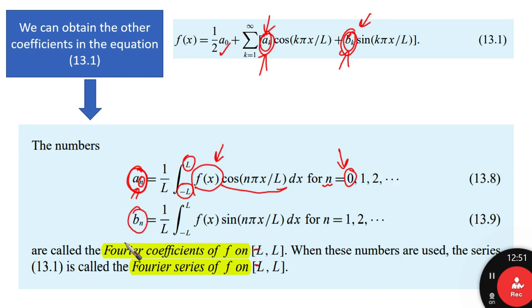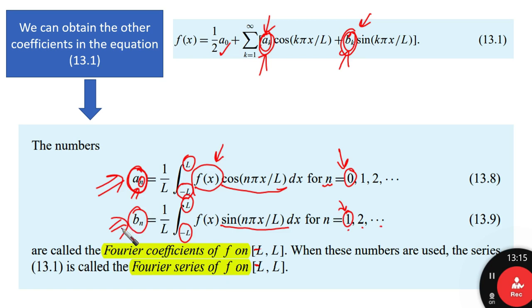For bn, it is going to be very similar to this: 1 over L, the integration from minus L to L, f of x sine n pi x over L dx, for n equal to 1, 2, 3, and so on. So we now have all the coefficients based on this. We have 0 here for an, but for bn we do not have it, we start from 1 directly.